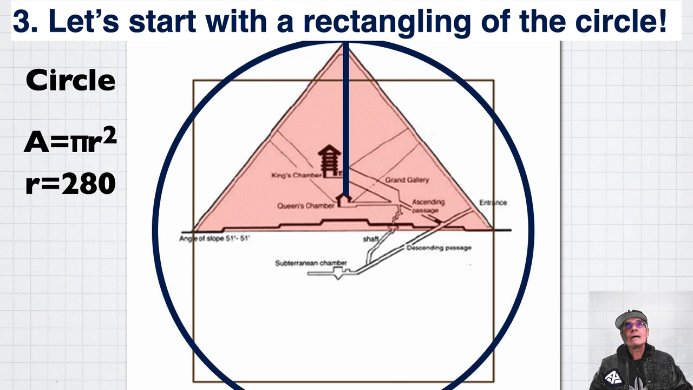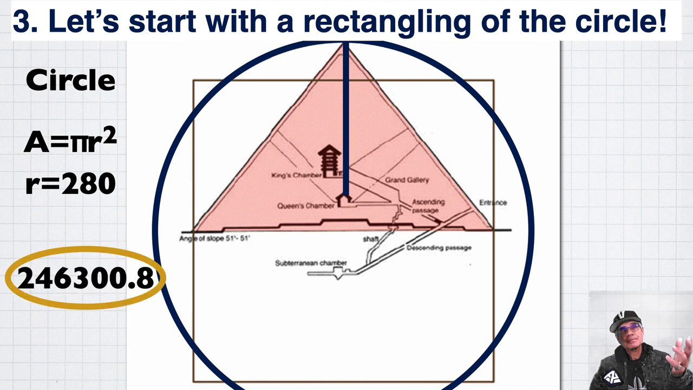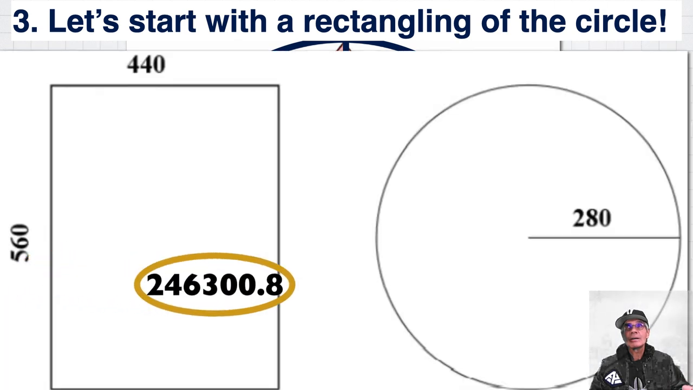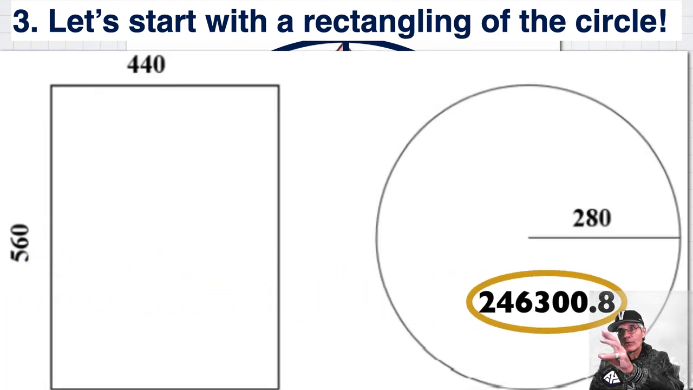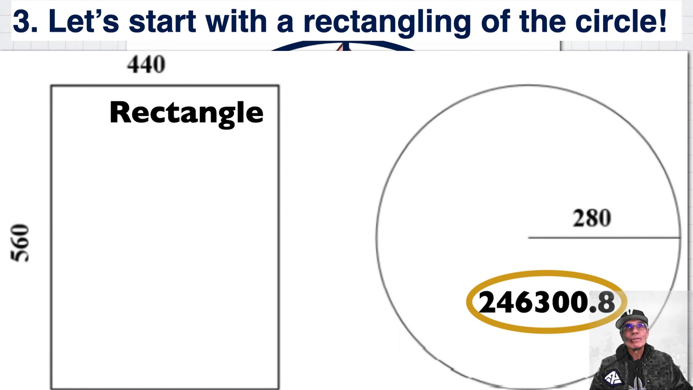So you've got our circle there, and when you take the formula we used for area, pi r squared, you get 246,300.8. Okay, that's the area, all right? So let's just put that over there with our circle. But we're rectangling now, so you've got a 560 times 440 rectangle over there.